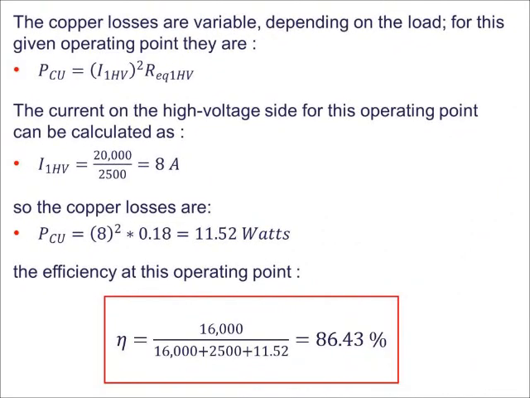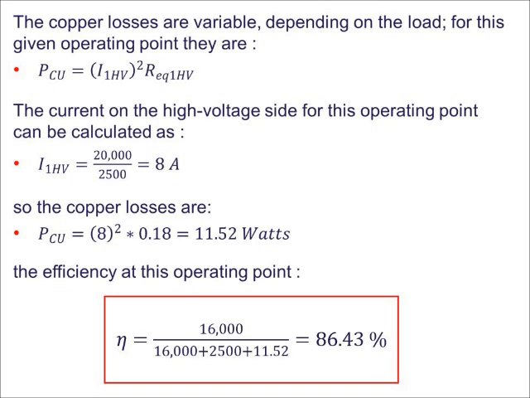However, your operating condition, meaning how much power you are converting, will give you different copper losses. So the copper losses are variable, and they depend on the load. For this operating point, the copper losses are the current I1 on the high voltage side squared multiplied by R equivalent 1 on the high voltage side, okay? So we have to find the current on the high voltage side for this operating point. You have to remember that V2 prime is considered to be 2500. So I1 HV will be 20,000 divided by 2,500. It's 8 amps RMS.